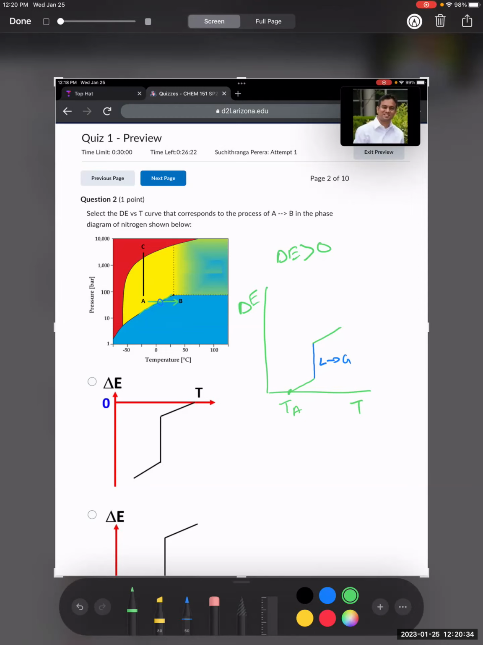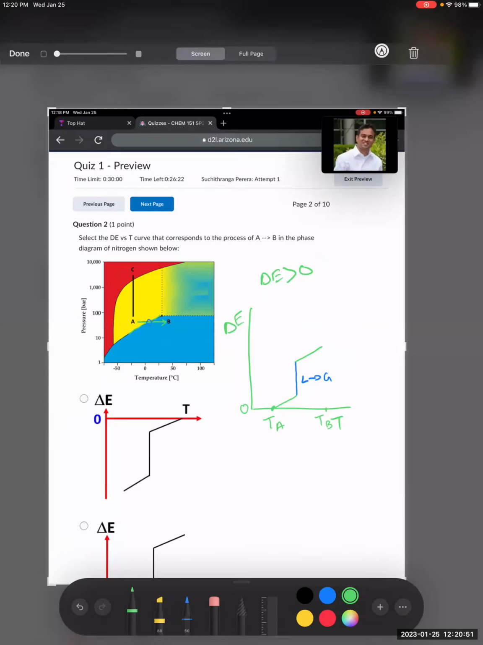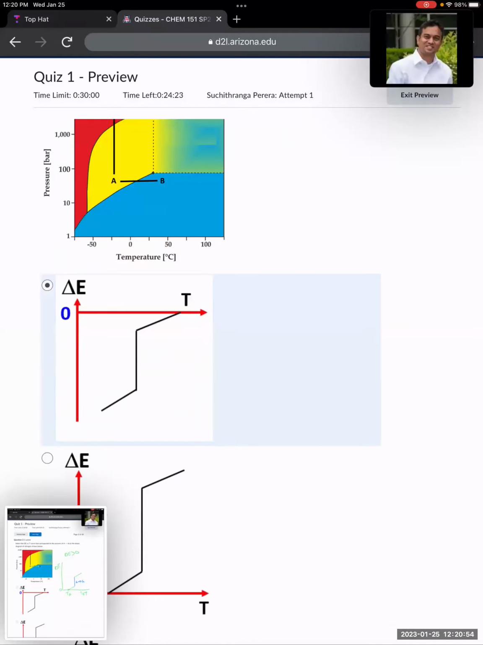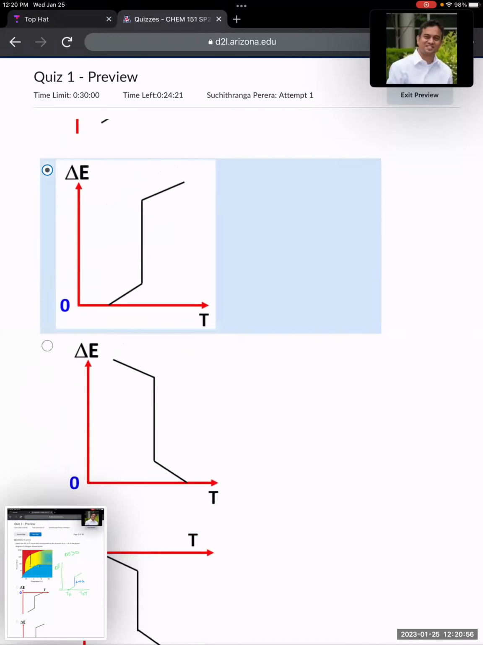We're starting at T0 and delta E0, because that is when we have done nothing to the system. And then we're going to end up at a higher temperature of T. So it should look like that. Then let's go find that answer. Not that. Yeah, it looks like this one.